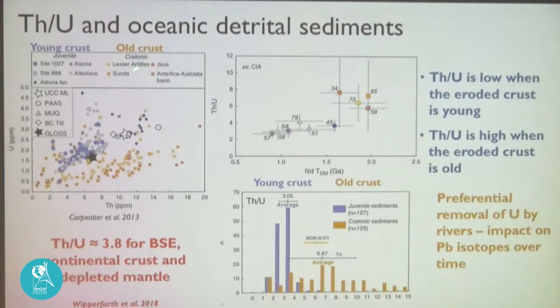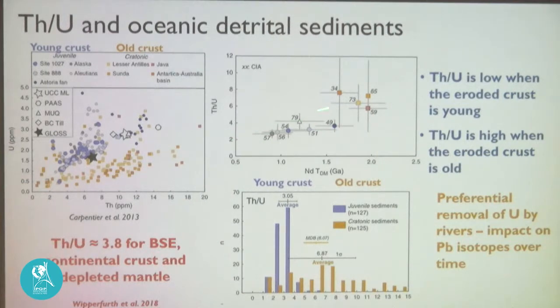from places where there are old cratons. So here, for example, it's the erosion of the Brazilian craton and so on. Here is the erosion of Australia and so on. Anyway, the observation that we made was that the blue dots, where young crust is eroded, are significantly different from the yellow dots, which is where old crust has been eroded.